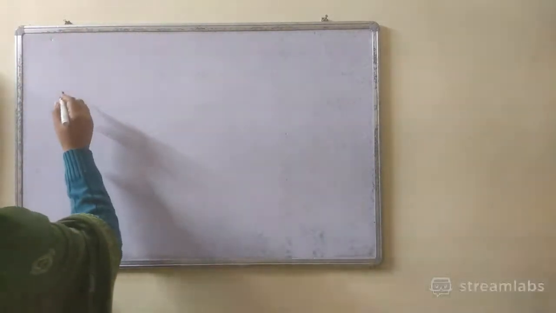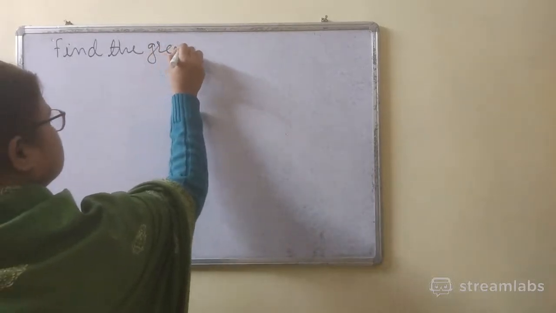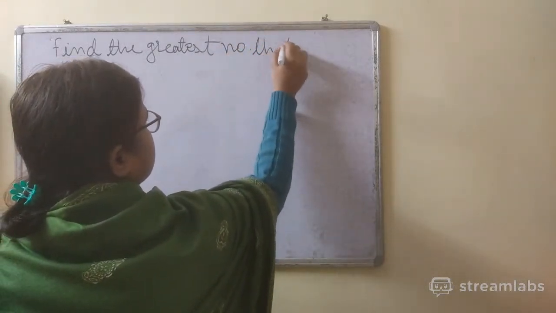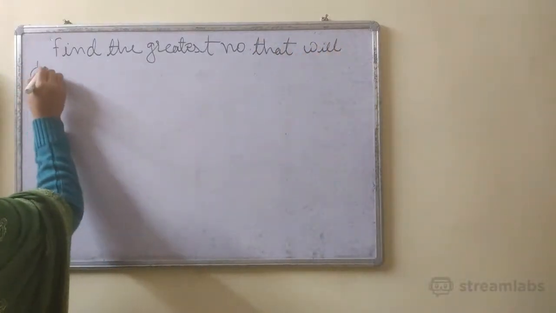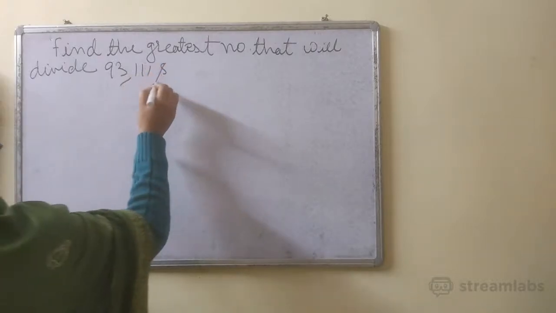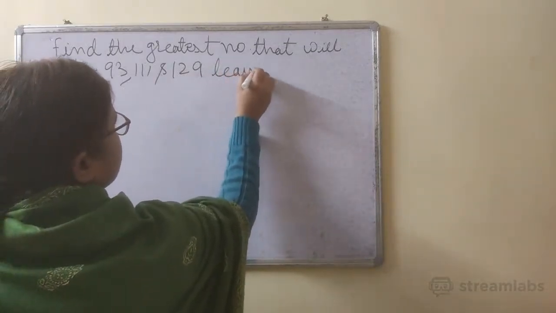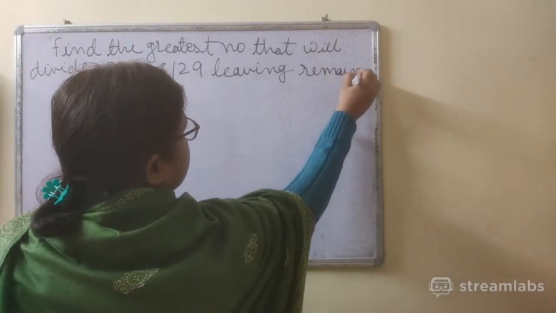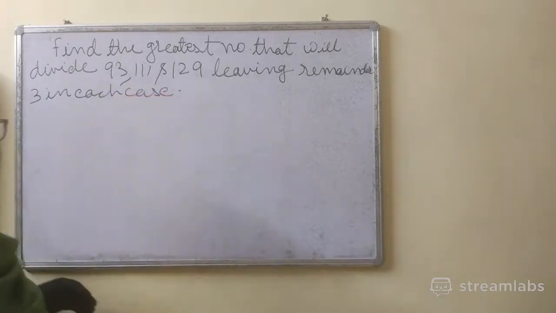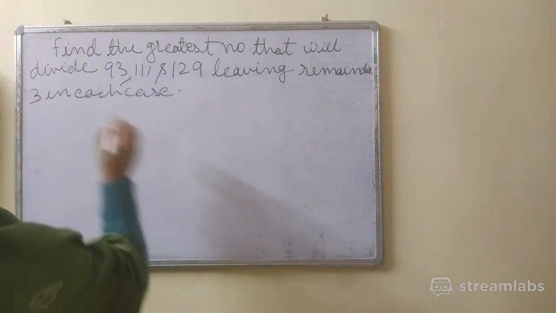Question number 1. Find the greatest number that will divide 93, 111 and 129, leaving remainder 3 in each case.